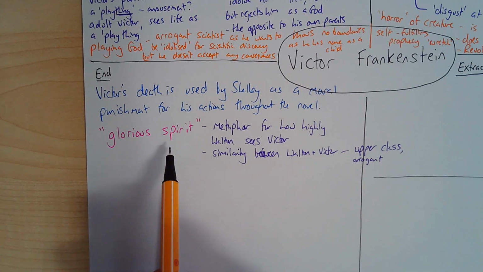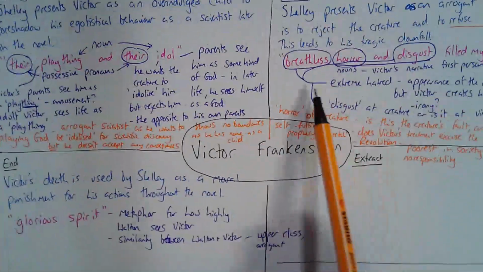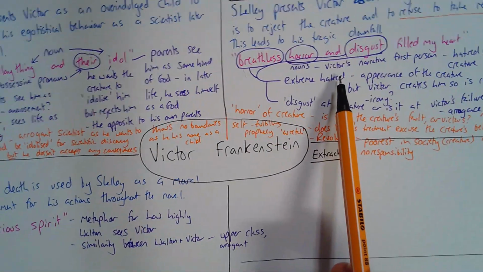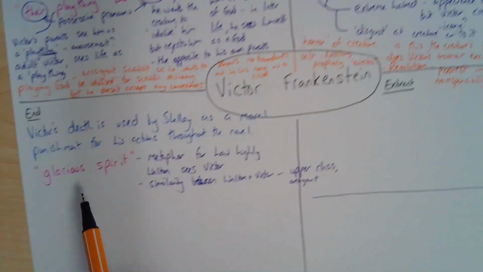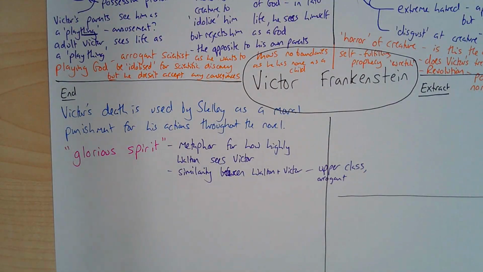He's somebody who creates and plays around with life, sees life as a plaything, is so horrified by what he's created he refuses to look after it, and then his death is perhaps justice served at the end of the novel by Mary Shelley for what he's done. So this glorious spirit, you know, Walton is also kind of arrogant because he's endangering his crew in the way that Victor did as well.